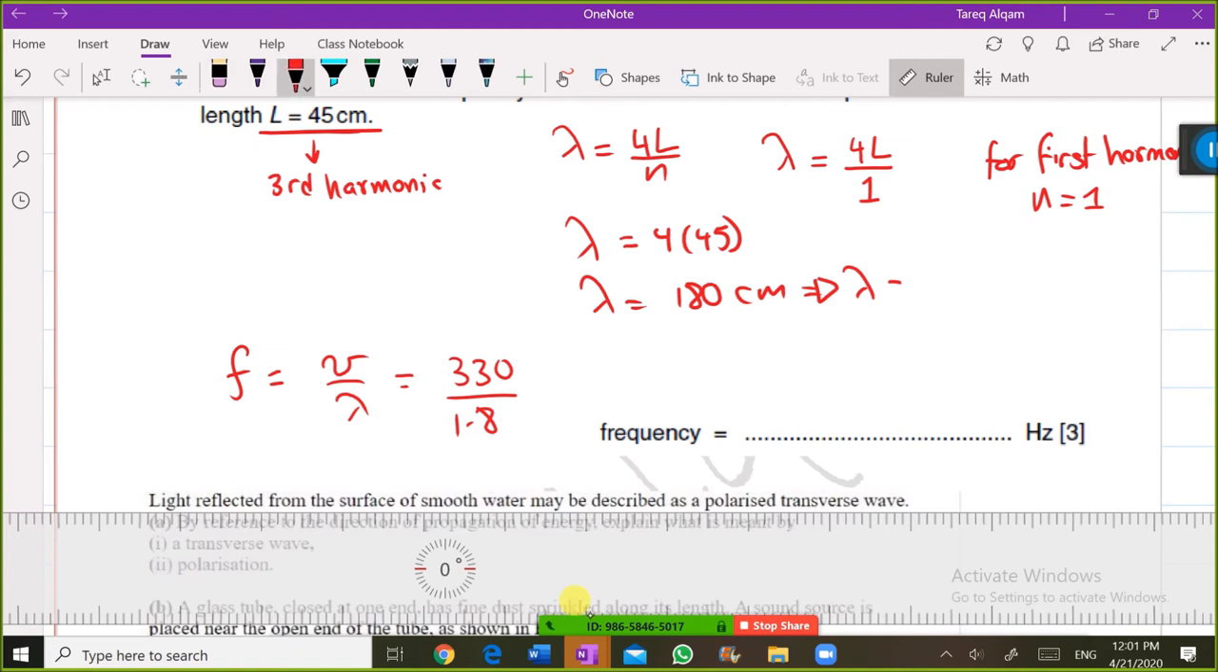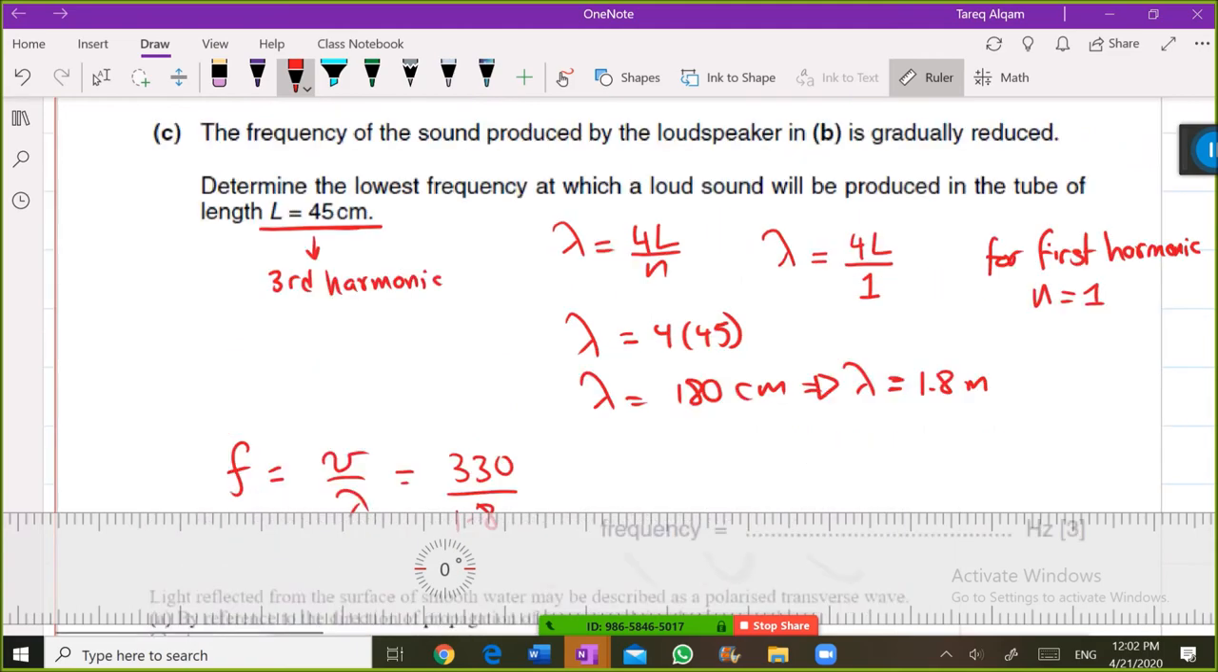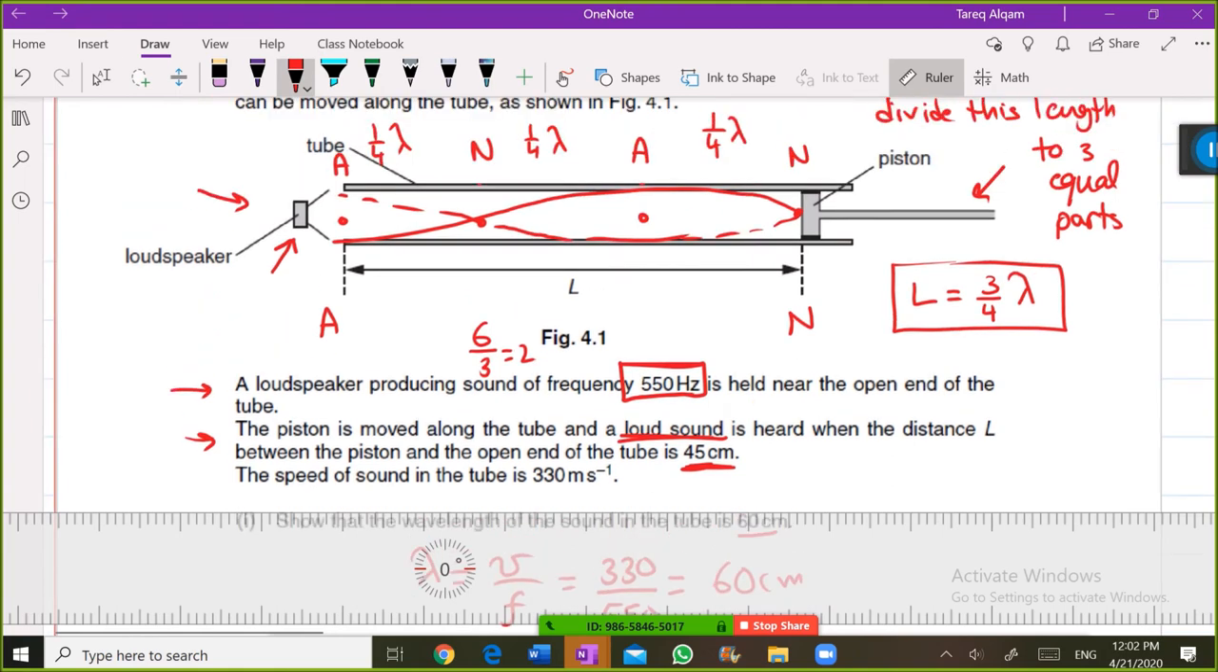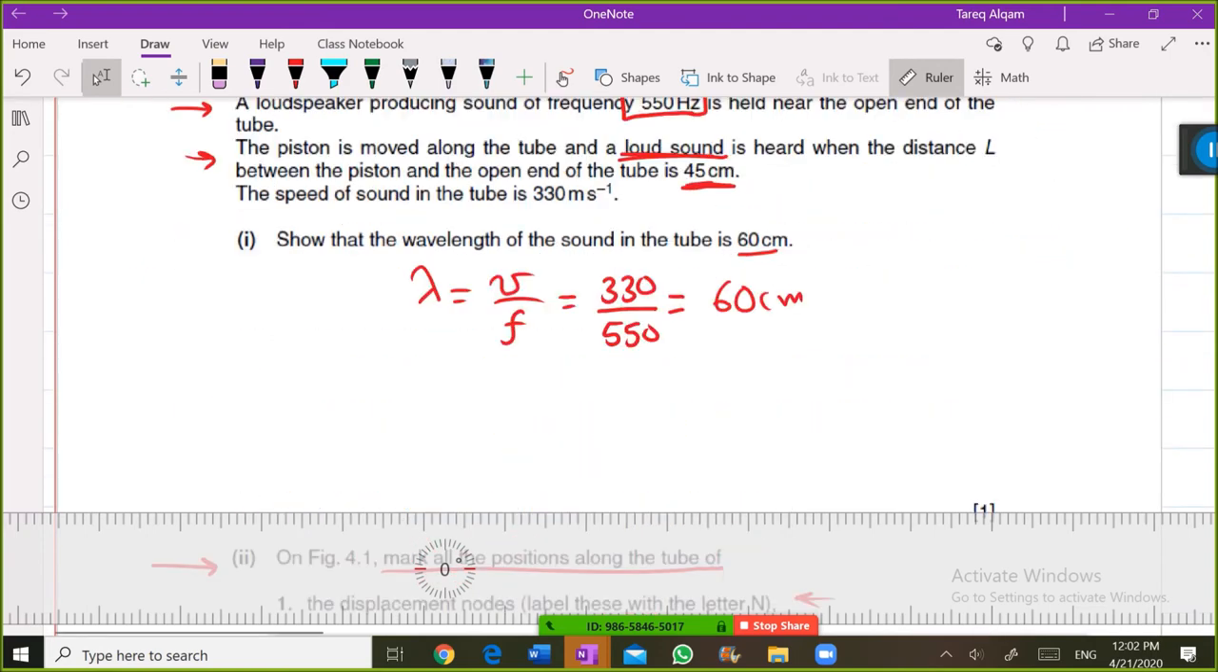Maybe it is the last thing, but stay with me so I can explain this. We kept the length as it is, but we changed the frequency of the source. So here I did not vary the length. I varied the frequency of the loudspeaker until I got a louder sound. So this loud sound, instead of the third harmonic that we found in the previous part, will be the first harmonic. Okay guys? Any question about that?